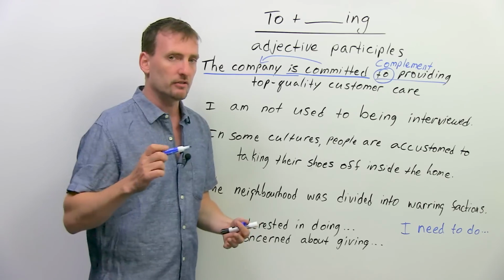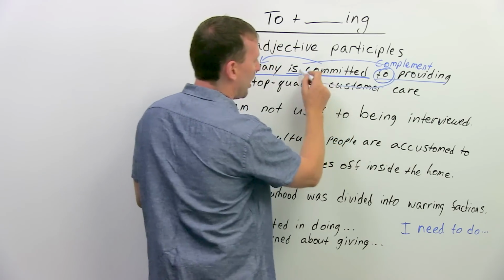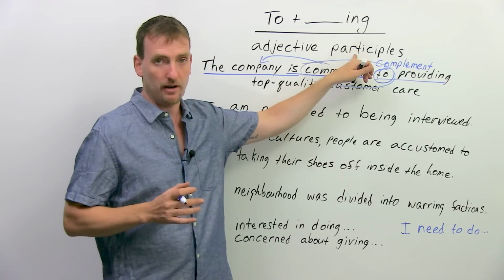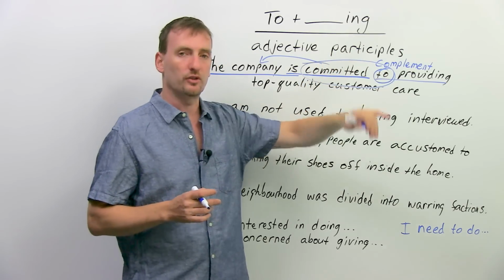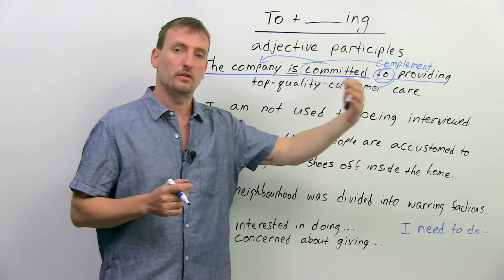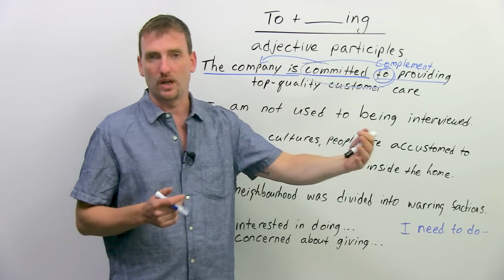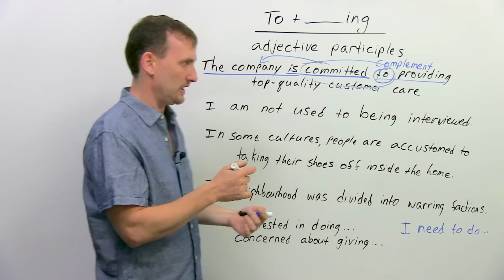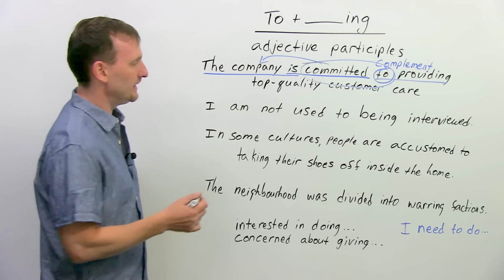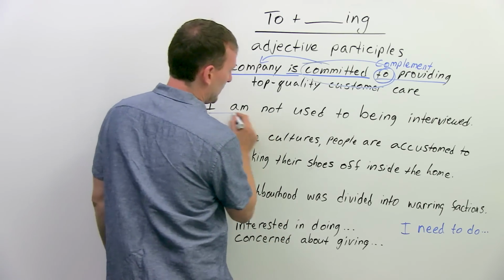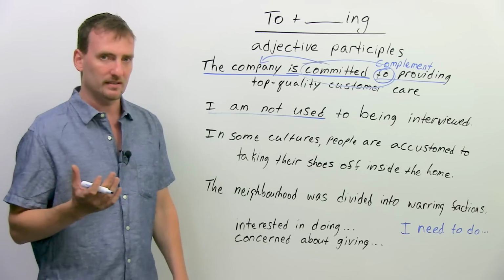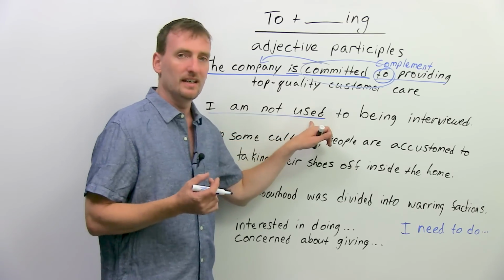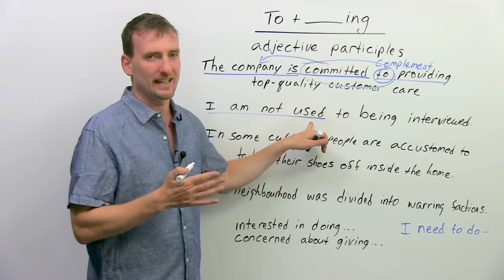But the main thing you need to remember is that these two often go together. When you're using committed as an adjective, like a participle, you're going to use committed to, okay? Devoted to, obliged to. These are things that need to be completed, but it's not an object, okay? I am not used to being interviewed. Now, here, I am not used. This is not a complete idea, and it's not a complete sentence because of the used. Although technically, this is still an adjective participle. It's being used like an adjective.